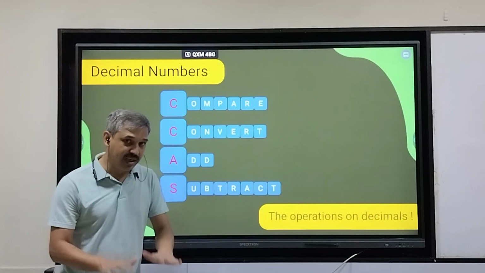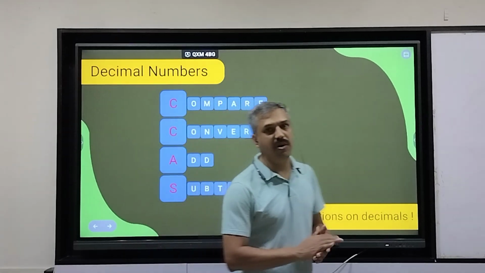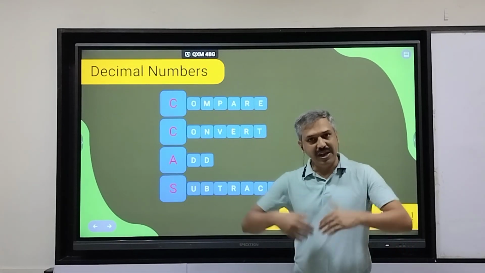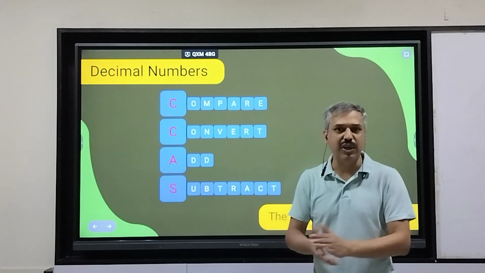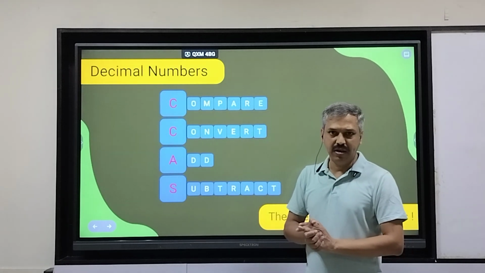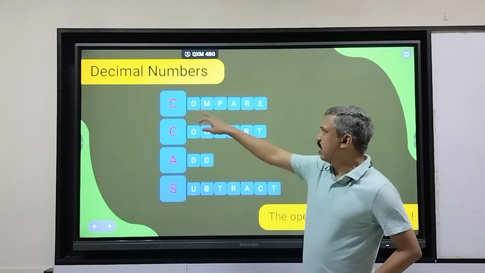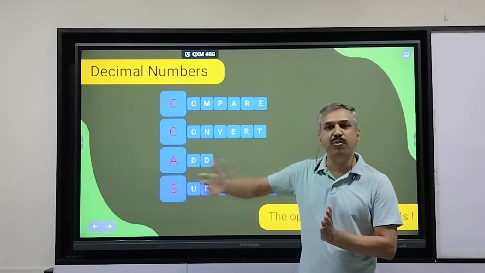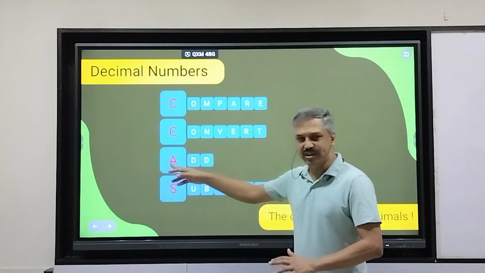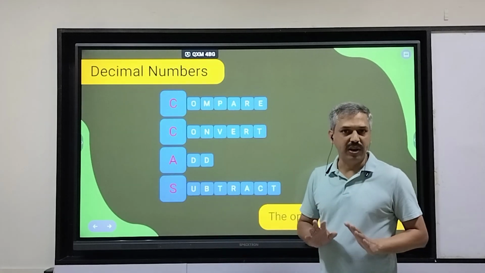So this year, for grade 6, we have only this as the scope of the chapter. Next year we will also be doing something more, maybe multiplication, division, but that we'll see as we go to the next year. For the time being, we only have this as the scope of the chapter. We'll just compare the decimal numbers, we'll convert the decimal number from one form to another, add the decimal numbers together, and we'll subtract the decimal numbers. That's all that we'll do.